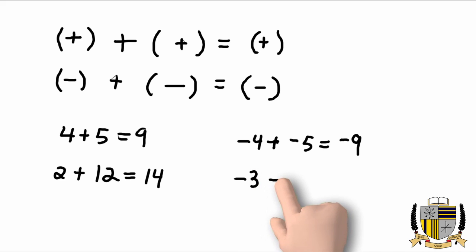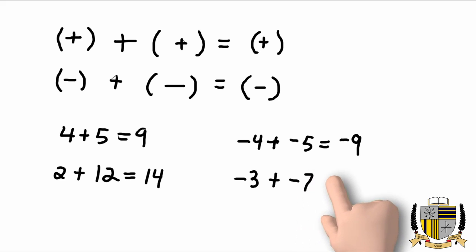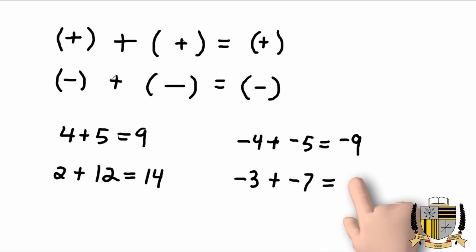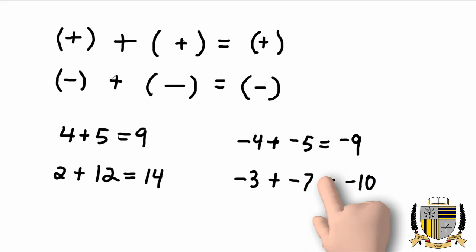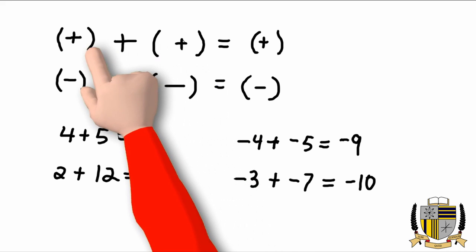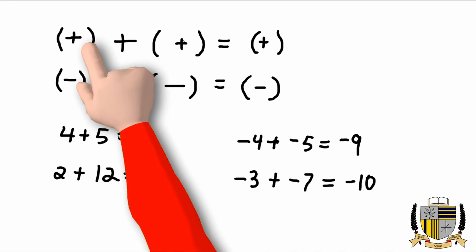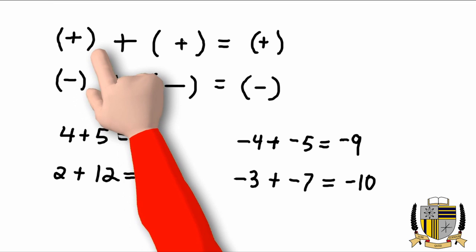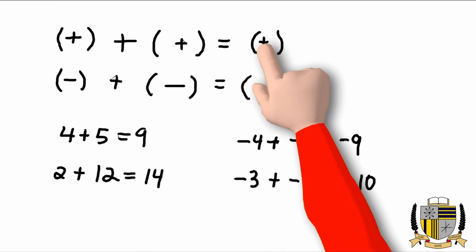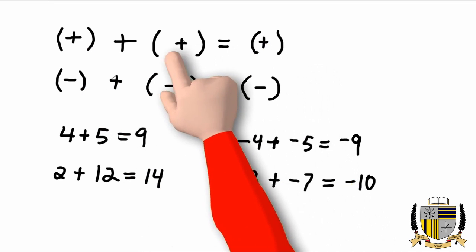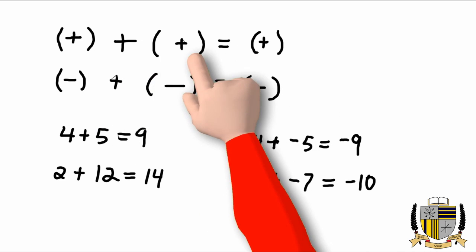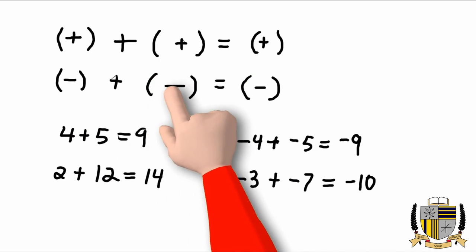If we have a negative 3 plus a negative 7, that's going to equal negative 10. So this is pretty straightforward. When adding and their signs are the same, the answer will be the same sign as the numbers you're adding.